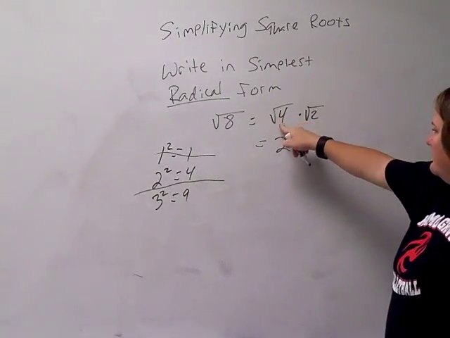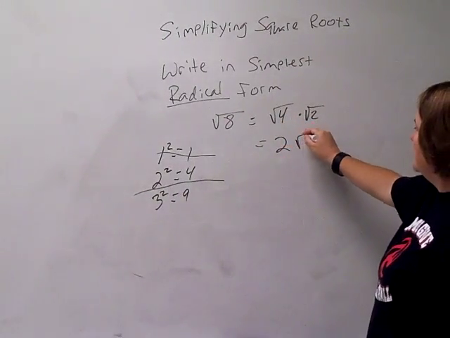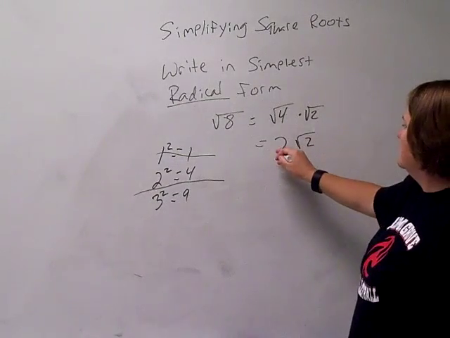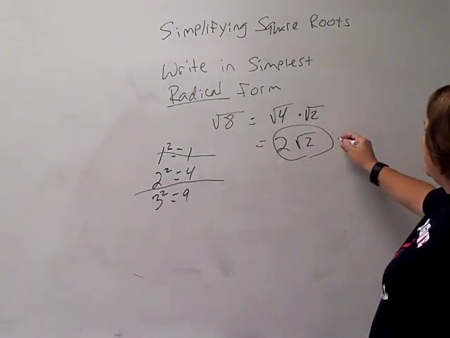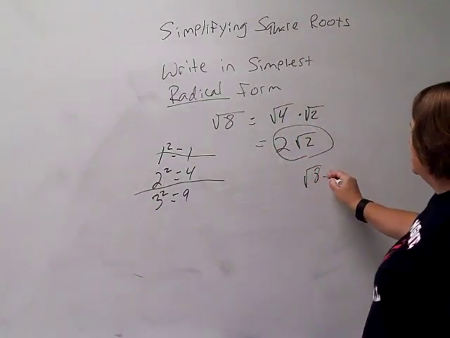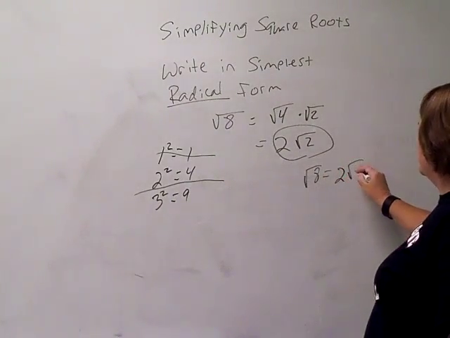So square root of 4 is 2. Square root of 2 stays square root of 2. So square root of 8 is the same as 2 square root of 2.